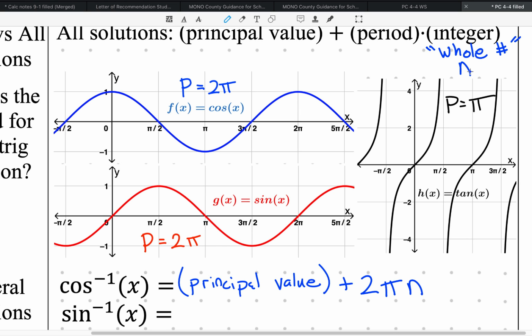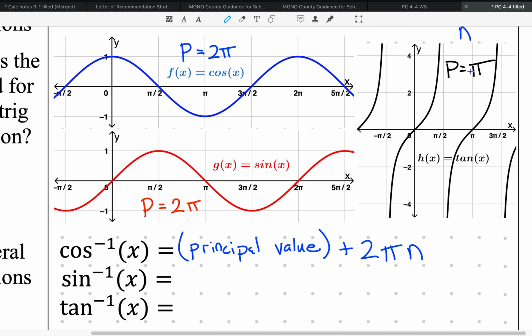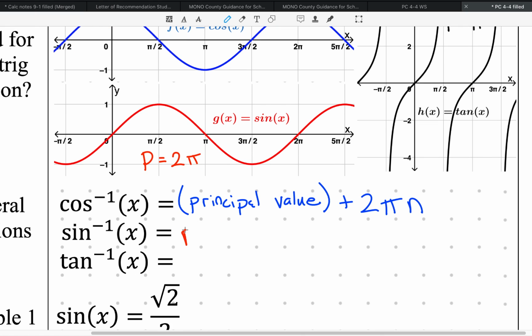All right. So from here, we have arcsine. So again, it's going to be the exact same formula. I'll do it in red because that's what I've been doing for the previous problems. This is going to be principal value plus 2 pi n.